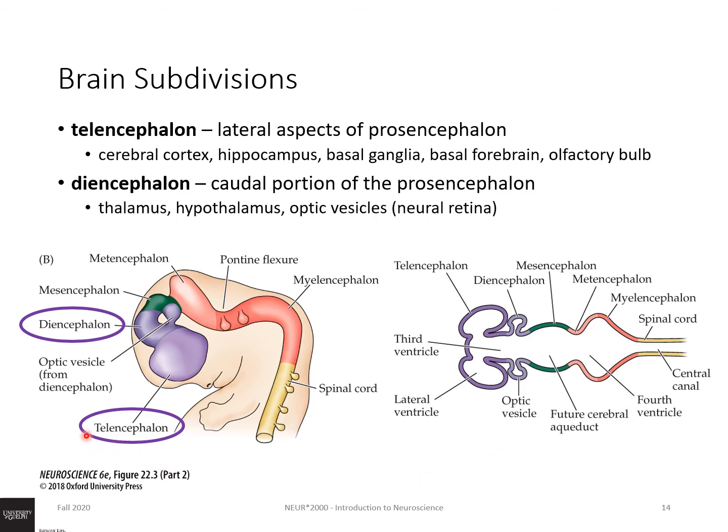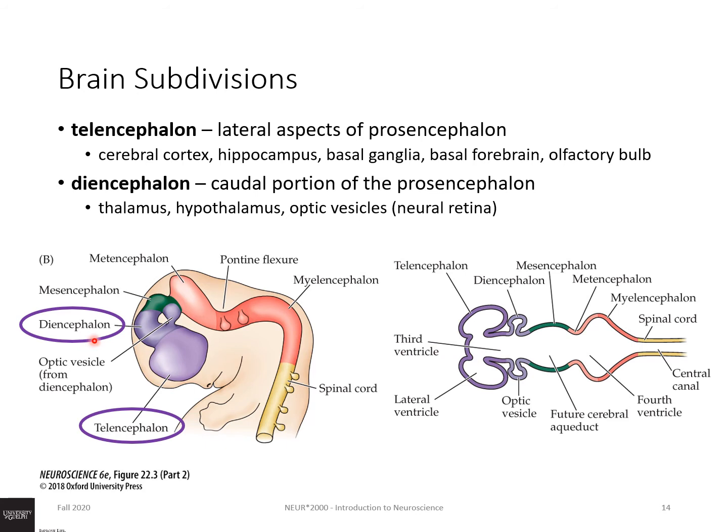So focusing on the telencephalon and the diencephalon. The telencephalon is the lateral aspects of the prosencephalon, and this grows into the cerebral cortex and the hippocampus and the basal ganglia, the basal forebrain, and the olfactory bulb. So now look at our cross section and how much more complex that's starting to look.